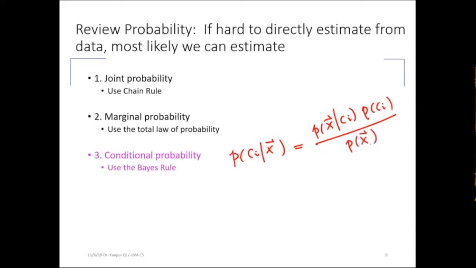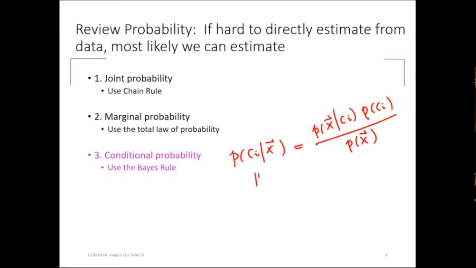Okay, I hope you still remember this Bayes rule. We are just assuming this is easy to estimate directly from data, and then we use it to derive P(C|X), because you need this to use the MAP rule to decide which one is the max.